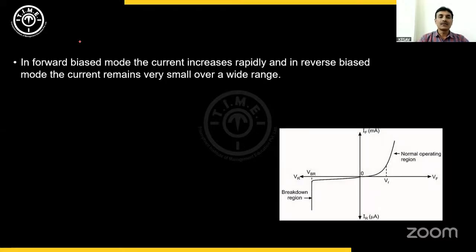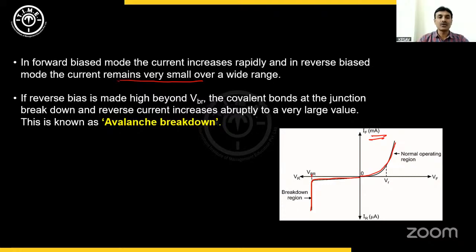Now, in forward bias mode, the current increases rapidly, and in reverse bias mode, the current remains very small over a wide range of voltage. In forward bias mode, with increase in voltage, current is also increasing and the current is in milliampere. But in reverse bias, though voltage is increased, there isn't much increase in current. But after this breakdown voltage, current increases very rapidly. So that voltage is called the breakdown voltage.